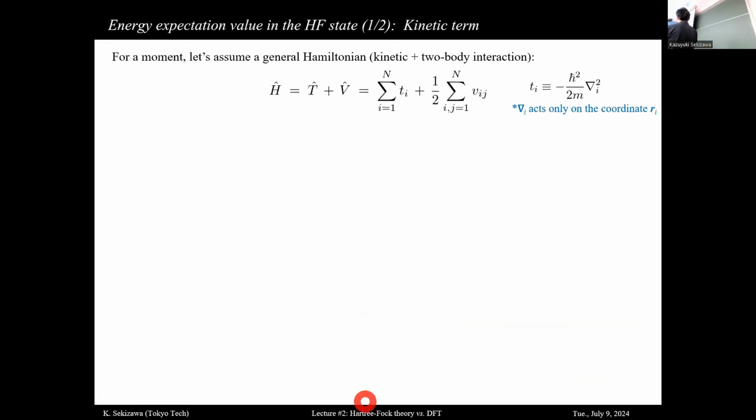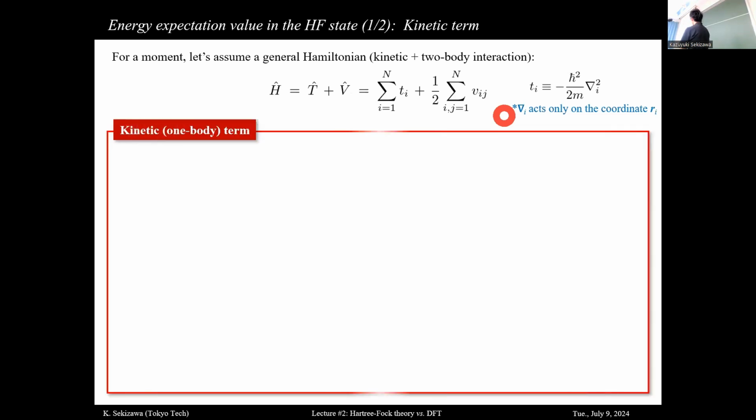So now let us derive the Hartree-Fock equation. I assume that the Hamiltonian takes the normal form: the one-body kinetic term and a general two-body interaction. What we do in the following is take an energy expectation value using the Slater determinant, and later we will make a variation. And then we can get the Hartree-Fock equation.